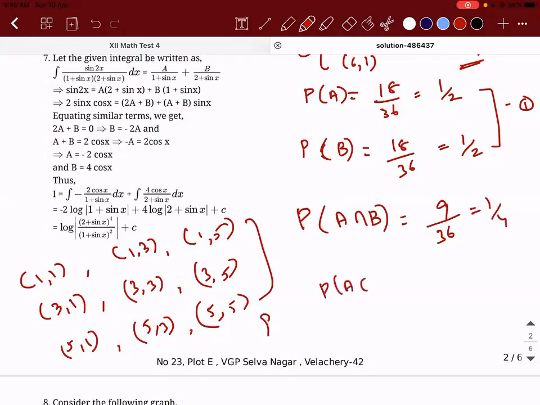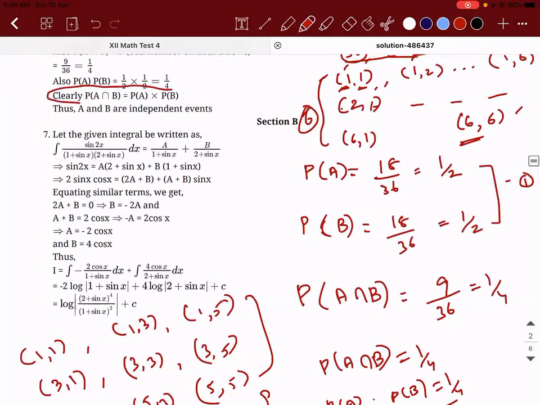So probability of A intersection B is 1 by 4. Probability of A into probability of B is also 1 by 4. Since probability of A intersection B is equal to probability of A into probability of B, these events are said to be independent events. That's what they asked us to check. Is that clear?